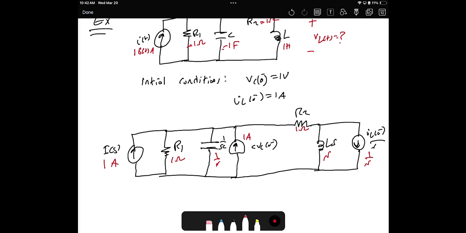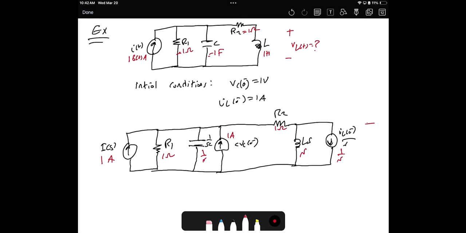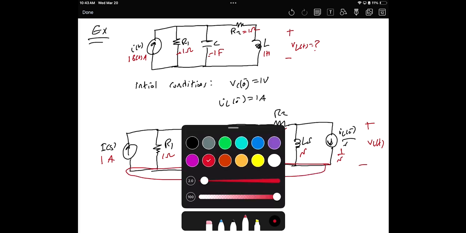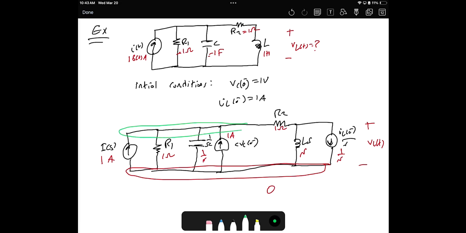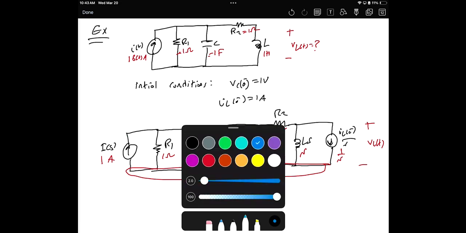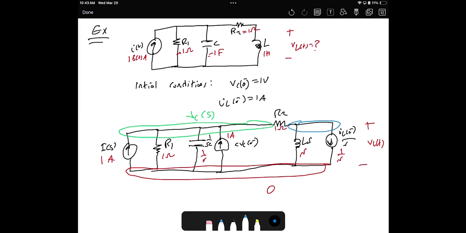Now, remember the voltage of the capacitor here, and of the inductor here, VL. Okay? How can we solve the circuit to find VL of t? We can do nodal analysis. Assume this is node 0. And assume this node, which is the voltage of the capacitor, VC of S. And the other node is VL, which is the same as this one.